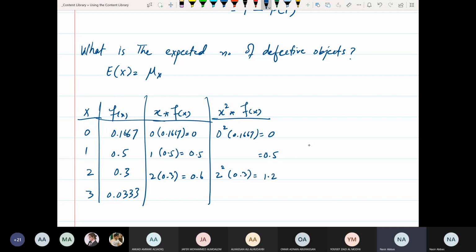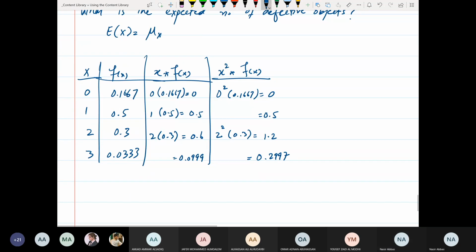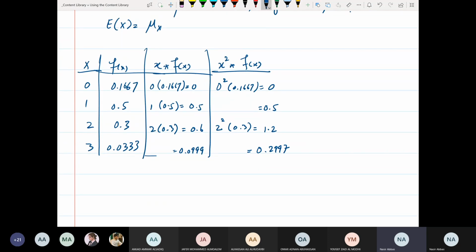This is 3 times 0.0333. This is going to give me 0.0999. And this is 3 squared times 0.0333. This is going to give me 0.2997, if I round to 4 decimal points. And the sum of this one is 1.1999. And the sum of this one is 1.9997.